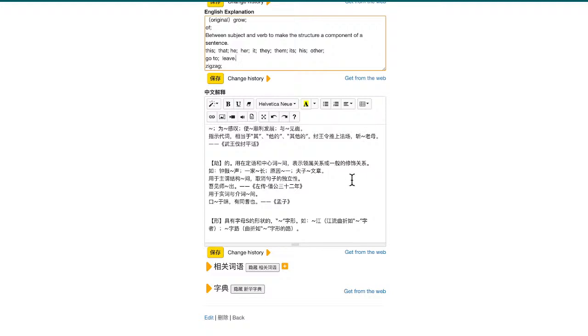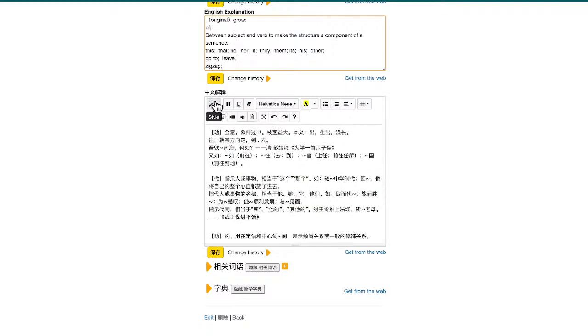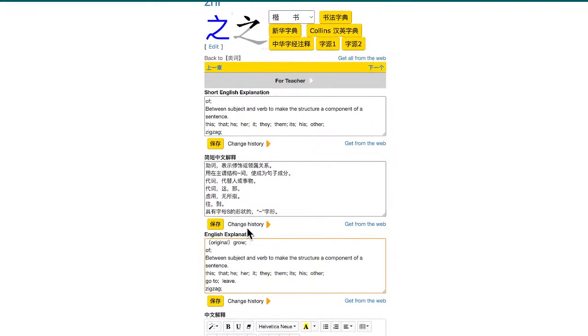means a relationship. For 一家之长, that means the head of the family. 原因之一 means one of the reasons. 夫子之文章 means the article of this man. So that kind of thing. All right, so this basically is the "of" meaning. Okay, so let's take a look at the character itself.